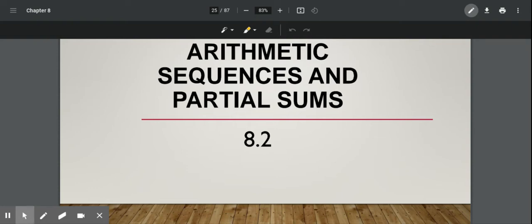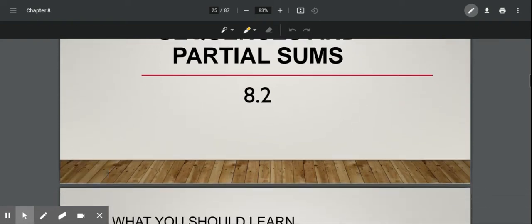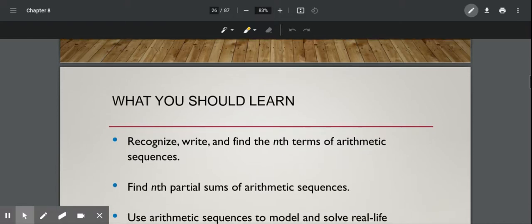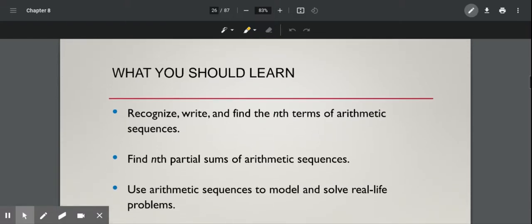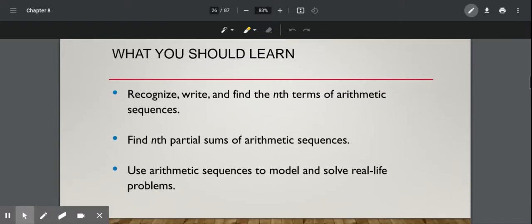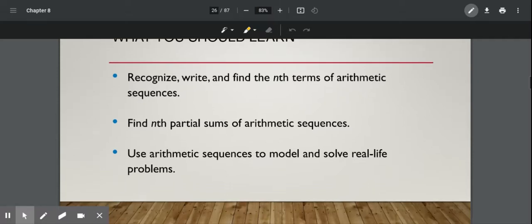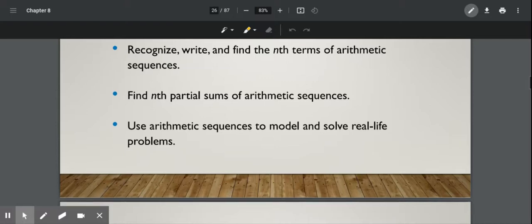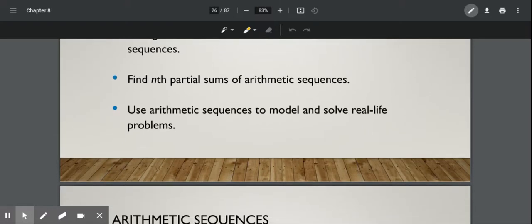In A2, we're going to talk about arithmetic sequences and partial sums. So what we'll look at today is to recognize, write, and find the nth term of an arithmetic sequence, to find nth partial sums of arithmetic sequences, and to use arithmetic sequences to model and solve problems.